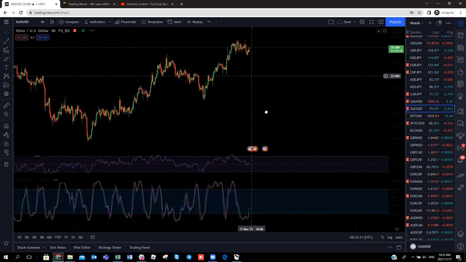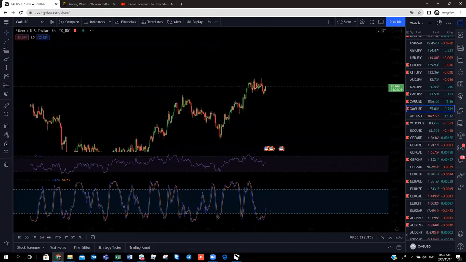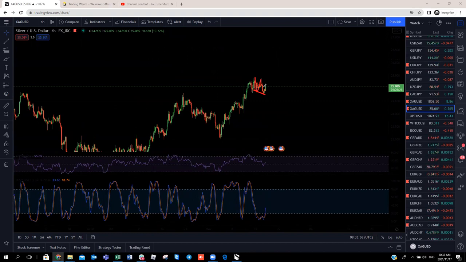Silver as well is giving us a clear three-wave structure. This is a clear three-wave structure, 1, 2, 3. Look for silver to push up higher. We are above 50. We are at the bottom. So silver, we'll look for this one to continue to push to the upside. Very clear structure on silver.